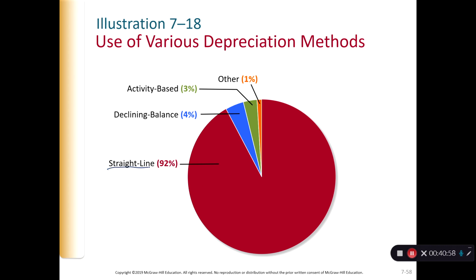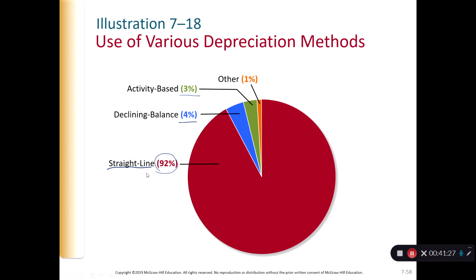So in other words, with straight line, 90% of the firms are using it. Second, only about 4% of firms use double declining, activity based is even less than double declining, and the others are pretty much a combination of two different methods. So then you will ask me why so many companies just use the straight line method.